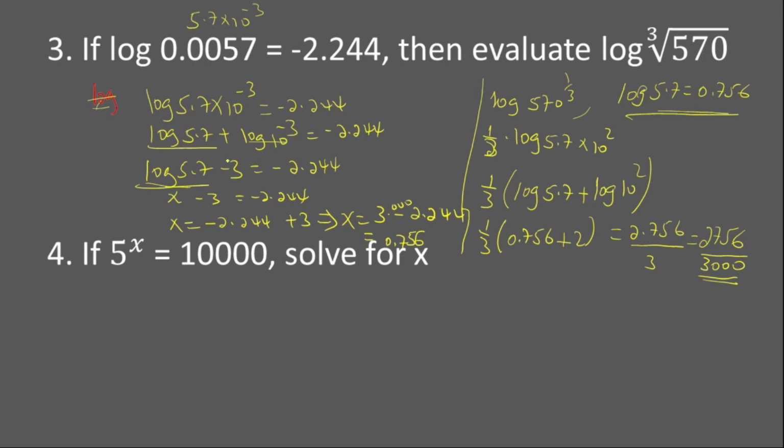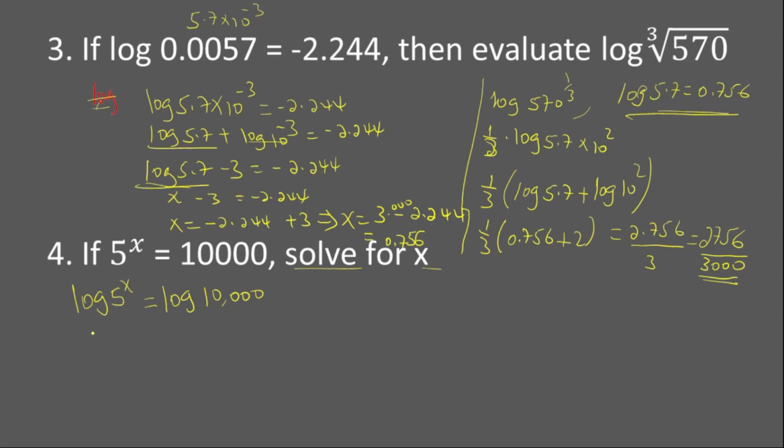Okay, the fourth part: if 5 to the power of x is equivalent to 10,000, then solve for x. Solve for x, which means 5 to the power of x gives 10,000. Previously we have seen the logarithmic statement is easy to find what? The exponent. This means we can write this one, okay? We put the logarithm of 5 to the power of x is equivalent to log 10,000. We can take the logarithm of both sides of the equation, and there is no change in the equivalence, we can add the logarithm in the front.